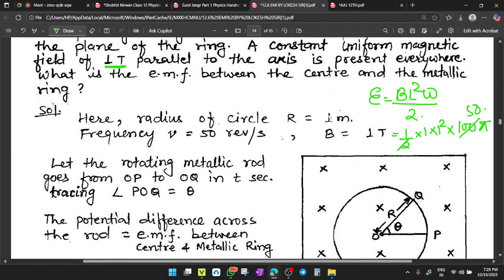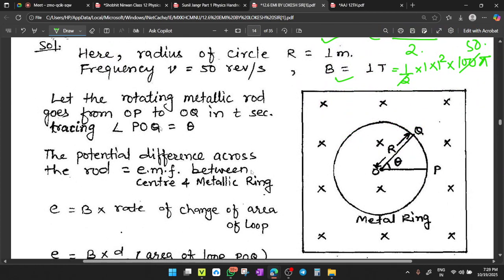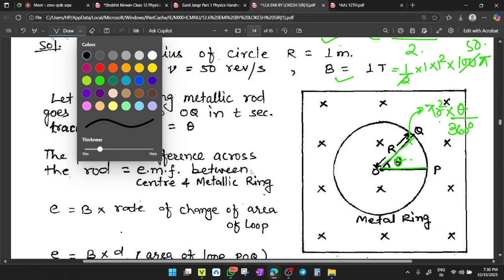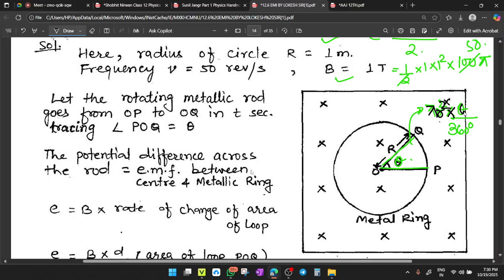Another way: radius of the loop and magnetic field are given. Consider that at any instant of time, by rotating, this loop is making an angle theta. In class 10th, we know the area swept is equal to pi r square into theta upon 360 degree, the area of the sector. Have you studied this in class 10? But here it is in radian, so in the place of 360, there will be 2 pi. So it is equal to pi r square into theta upon 2 pi. Clear?